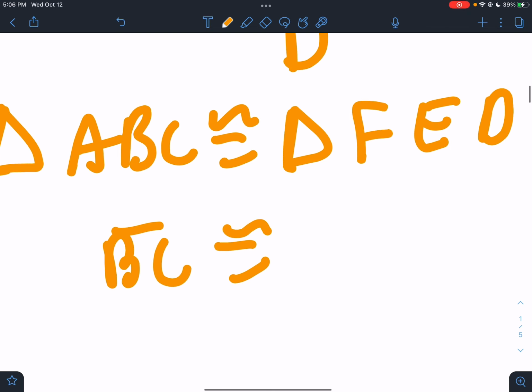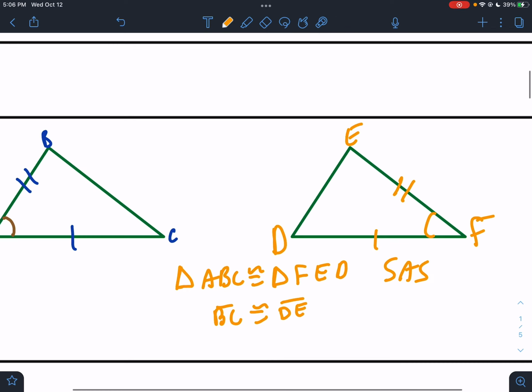We don't even need the picture. BC, what does it correspond to? ED. Does it actually matter what order we write that in? This order matters a lot because it's based on this. But when we're writing the individual segments, could I call it DE? Is that okay? Yeah. Isn't side DE and it'd be like a triple dash?